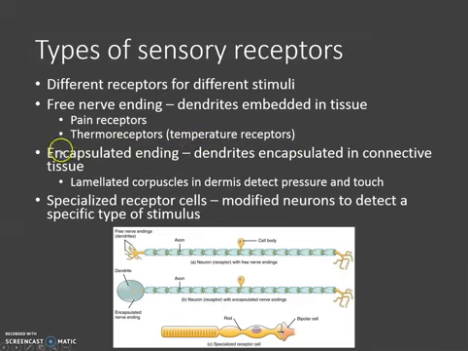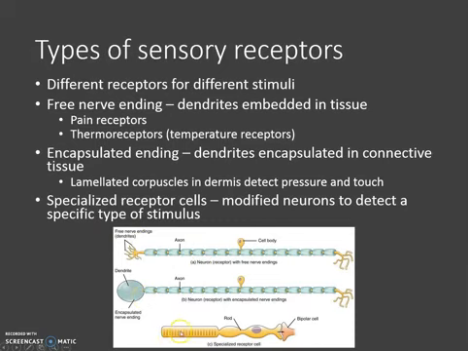Some sensory receptors have an encapsulated ending, which means that the dendrites are encased in a connective tissue structure. So both of these, the free nerve endings and the encapsulated nerve endings, tend to be in some of the same areas, like the skin. They just work a little differently from each other.